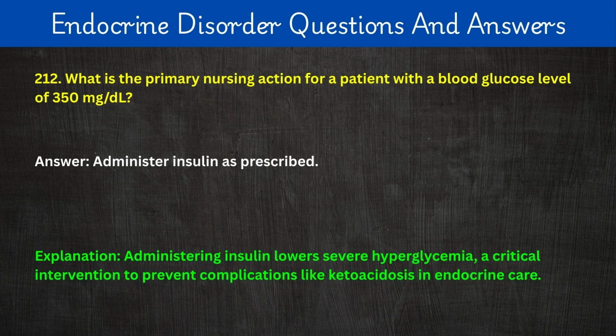212. What is the primary nursing action for a patient with a blood glucose level of 350 milligrams per deciliter? Answer: administer insulin as prescribed. Explanation: administering insulin lowers severe hyperglycemia, a critical intervention to prevent complications like ketoacidosis in endocrine care.